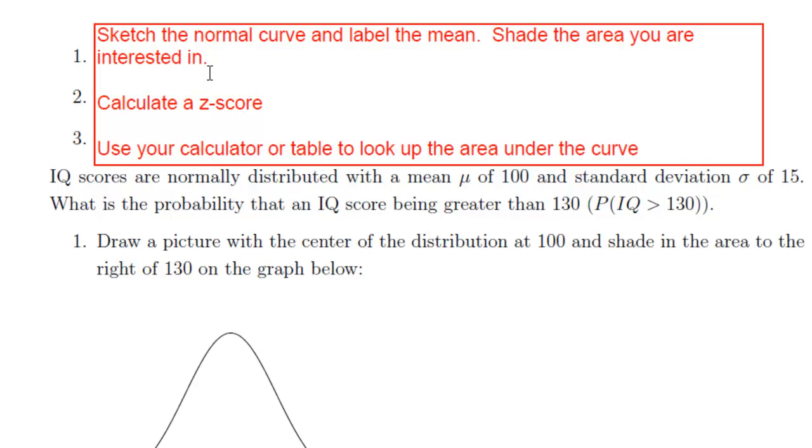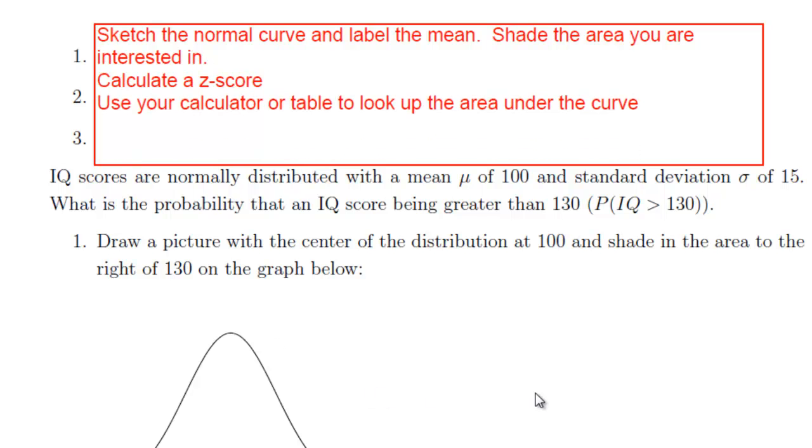And so we'll go ahead and just get started with a problem here. And so the problem deals with IQ scores. We're going to assume that they follow a normal distribution. And we're given the fact that the mean is 100 and the standard deviation is 15. And so we want to know the probability of an IQ score being greater than 130.